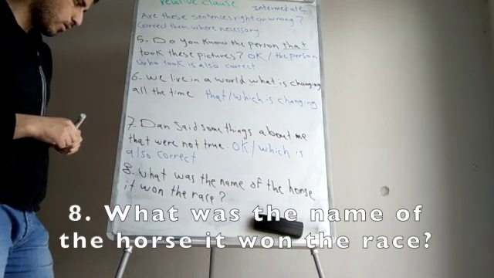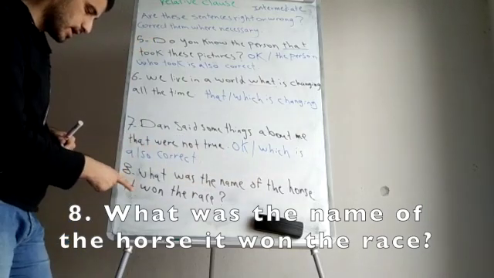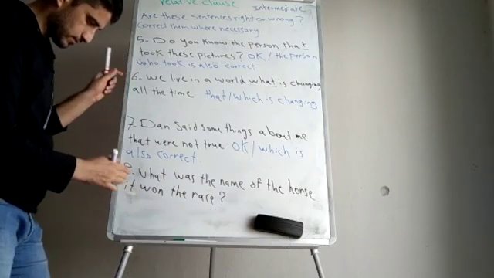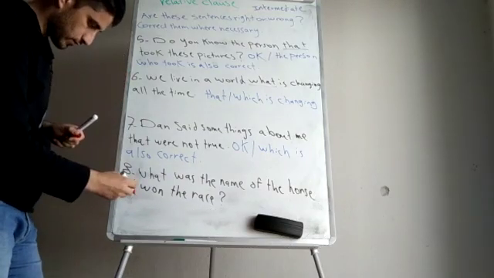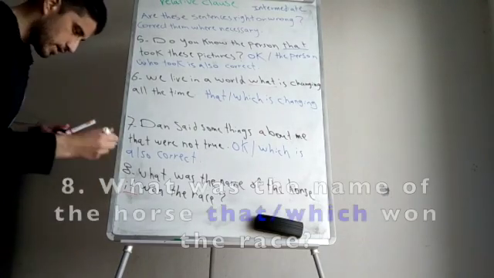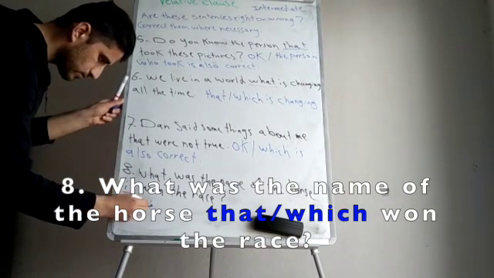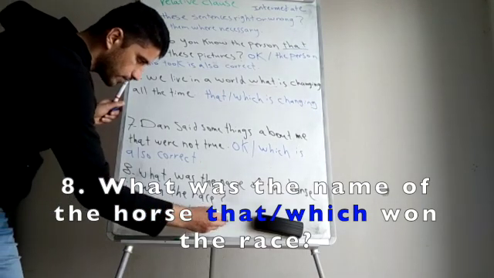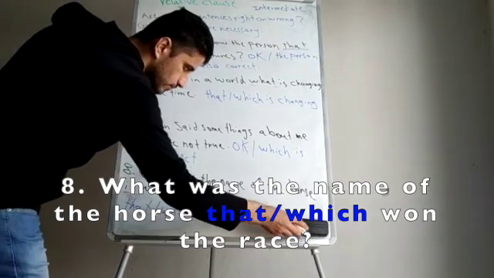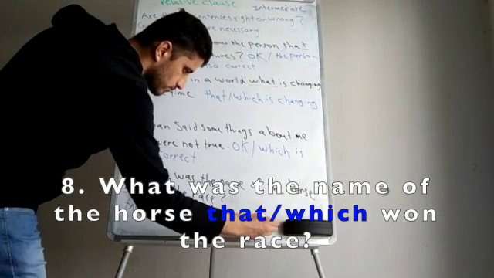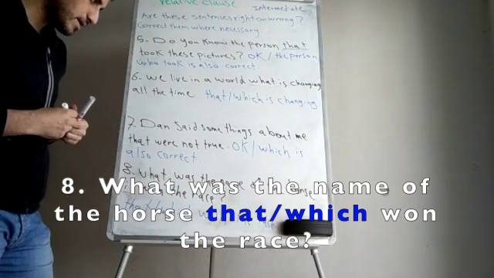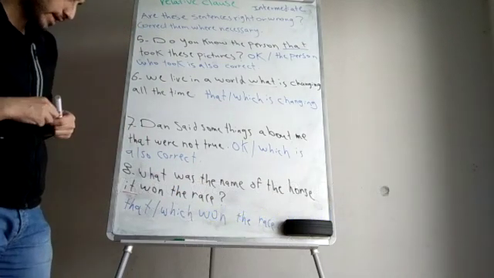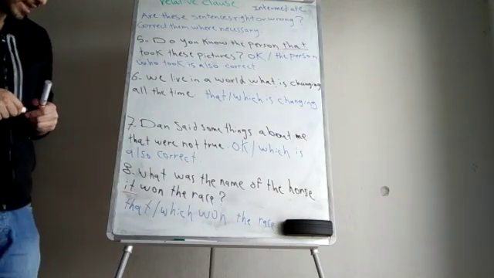Number 8. What was the name of the horse it won the race? So it is incorrect, wrong. It should be that or which won the race. So what was the name of the horse that or which won the race?